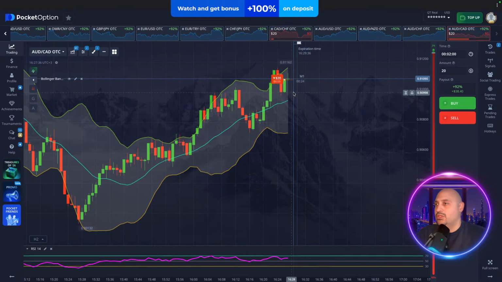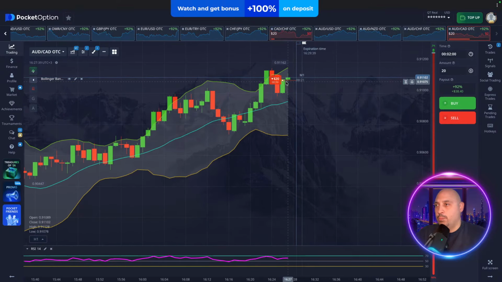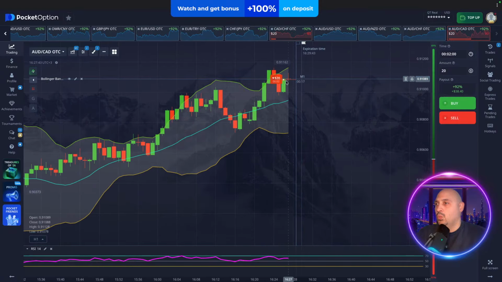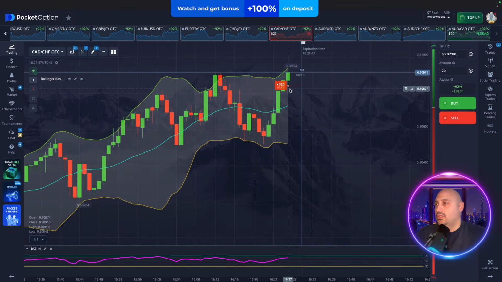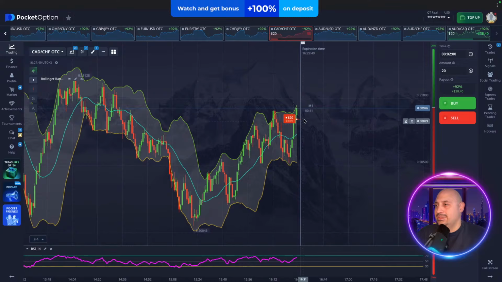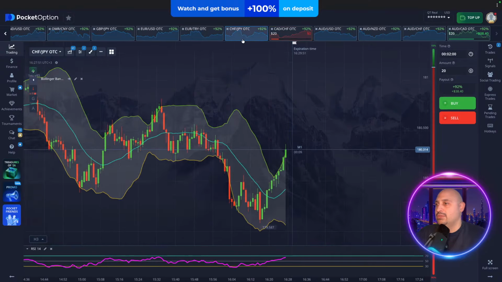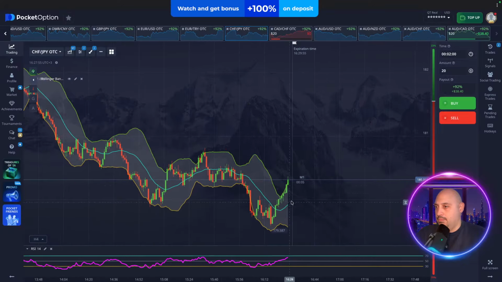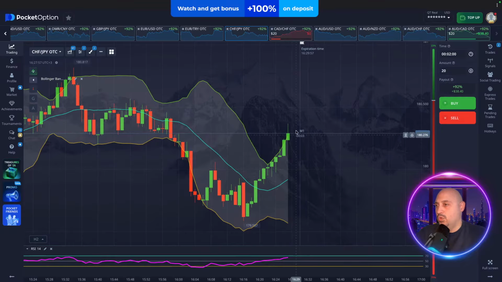Let's see what's going on with this one. Very close from our opening price, so it could go either way. We still have a very good chance for this one. This one is jumping to the upside, but I still think that we do have a chance to move to the downside. This one, the same. What is going on?